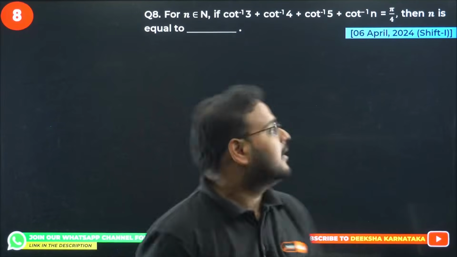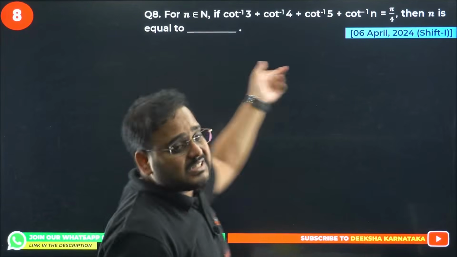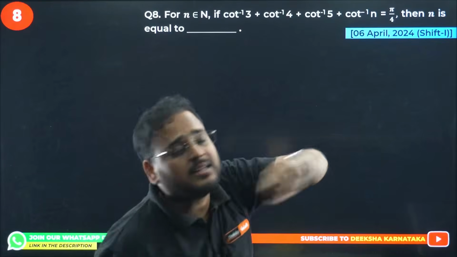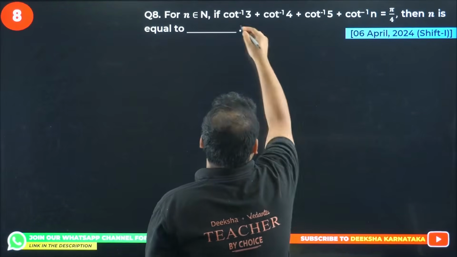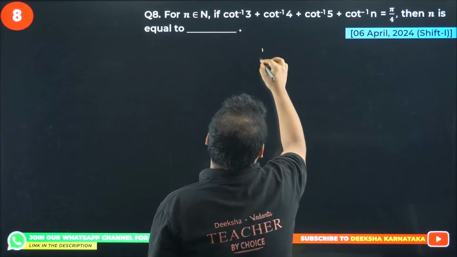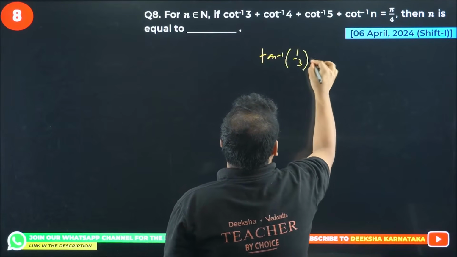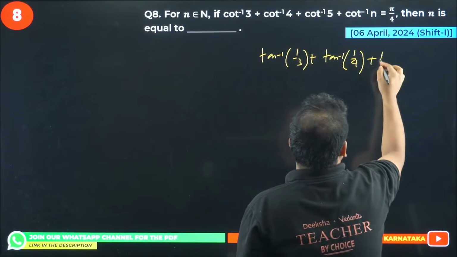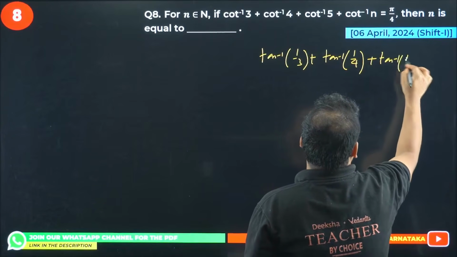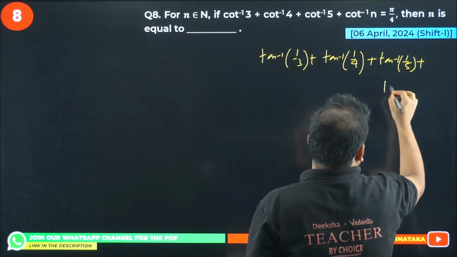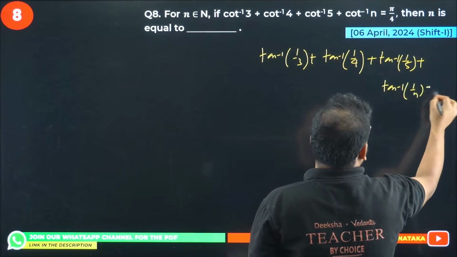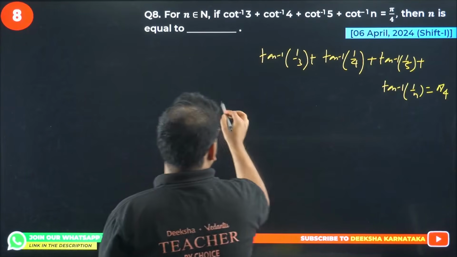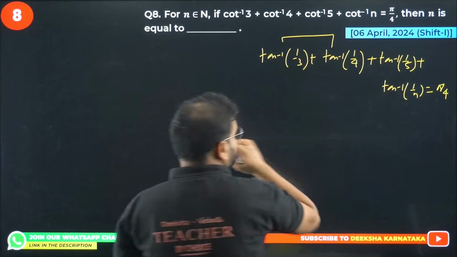Question number 8. So again, I have told you this, there's a hint given to you from my side. Whenever you have sum of the inverses, convert in terms of tan inverse, life will be easier. We have tan inverse of 1 by 3 plus tan inverse of 1 by 4 plus tan inverse of 1 by 5 plus tan inverse of 1 by n equals pi by 4. Let's solve two at a time. Let's take these two together.